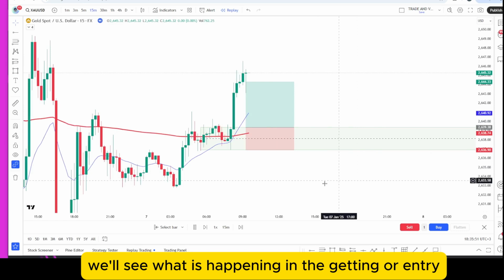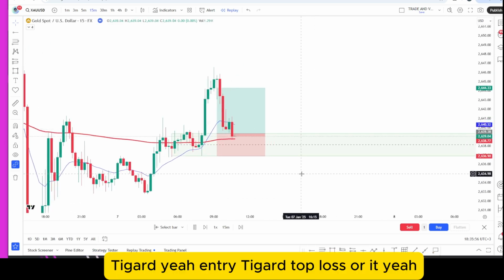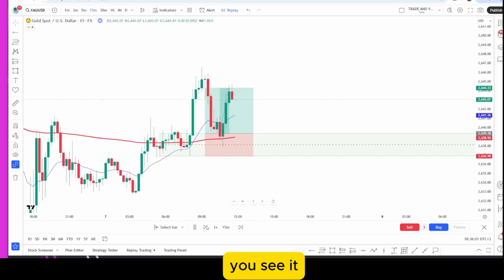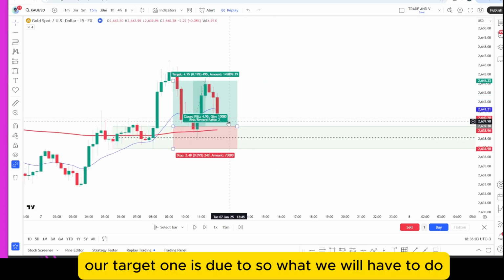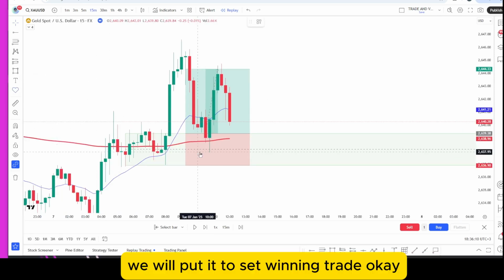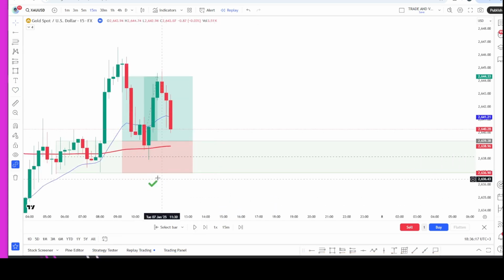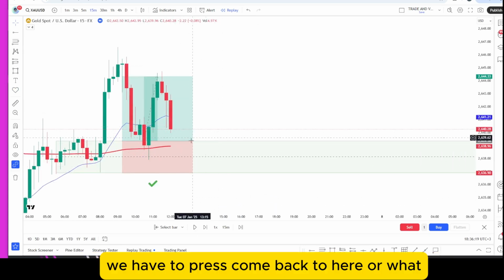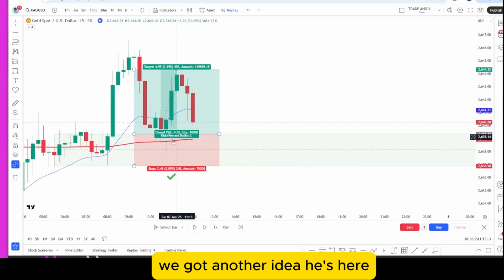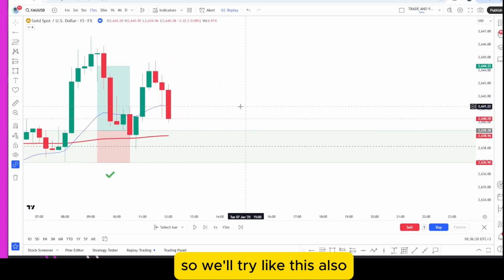We'll see what is happening, whether we get an entry or not. Entry triggered, yes, entry triggered. Stop loss or target? Yes, you see, it hit our target 1:2. So we will mark it as a winning trade. Okay, winning trade one. Then what is our next? We have to wait for price to come back to here, or we got another area here. We will plan only buy trades, so we'll try like this also.